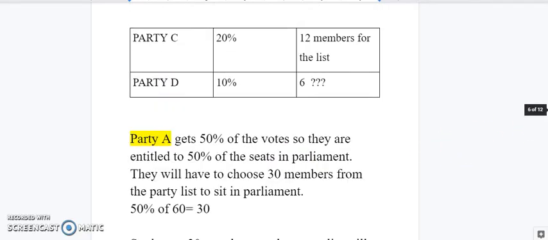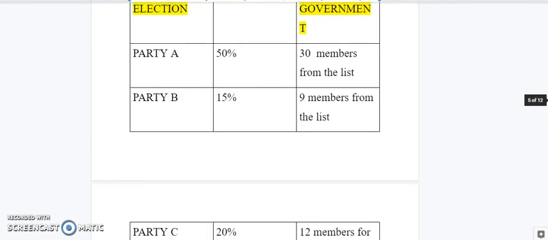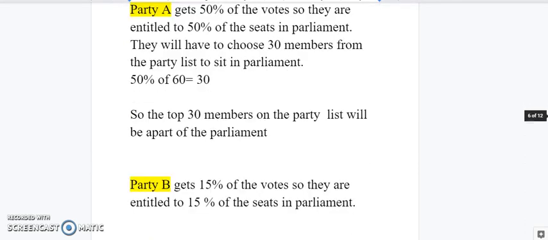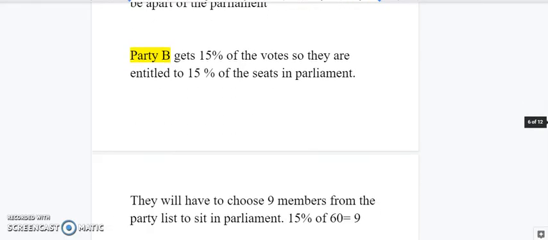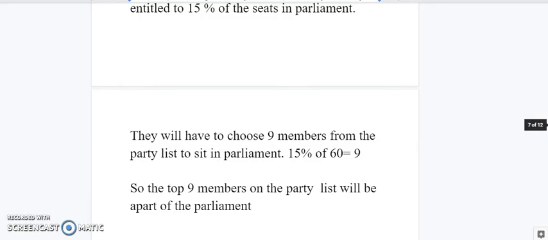All right. Party B got 15% of the vote, right? So Party B is entitled to 15% of the seats in Parliament. They will have to choose 9 members from their party list to sit in Parliament. Why 9 members? They got 15% of the vote, and 15% of 60, which is the amount of seats that are there in the Parliament, is equal to 9. So the top 9 members on the party list will be a part of the Parliament.